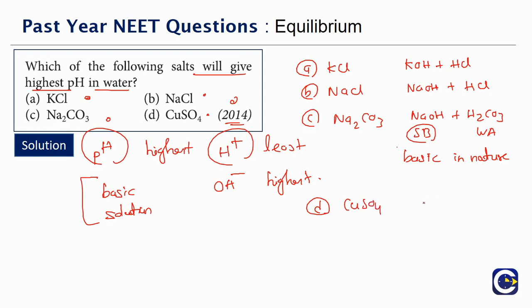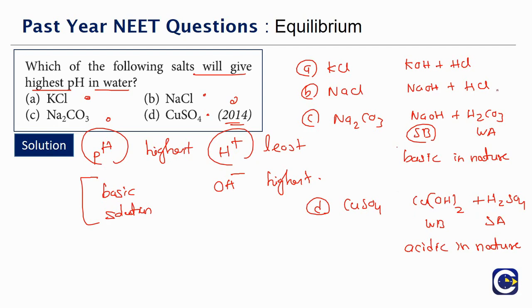If you look at option D, CuSO4, it is coming from copper hydroxide, which we can take as a weak base, and H2SO4, which is a strong acid. It will be exactly opposite: this is a salt of weak base and strong acid. This will be acidic in nature, again because of hydrolysis. Here the ion of the weak base will be hydrolyzed, whereas the ion of the strong acid will not undergo that much hydrolysis.